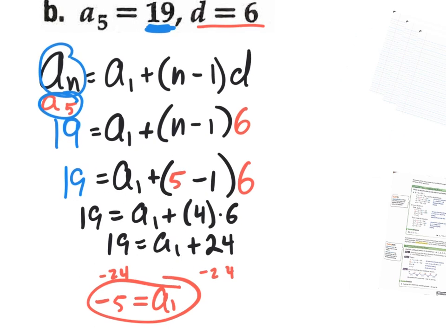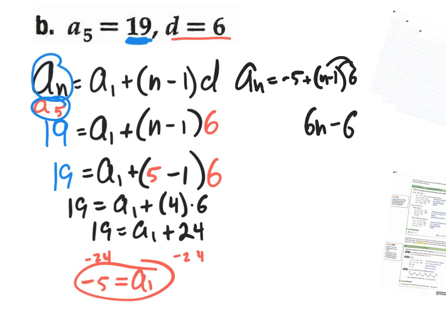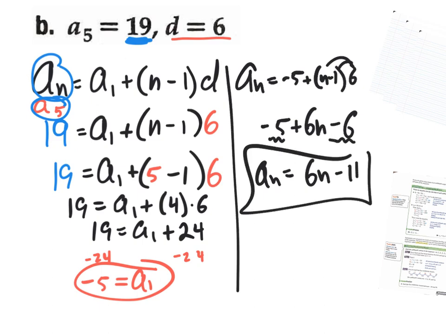Okay, here we go. So the a sub nth rule will be a sub 1, which we said was negative 5, plus n minus 1 times the common difference 6. Distribute the 6, you'll get 6n minus 6. We do have a plus negative 5 out here in the front. So a sub n is going to equal positive 6n minus 11. When I combine the negative 5 and the negative 6, we get a negative 11. This is the a sub nth rule for this problem up here.